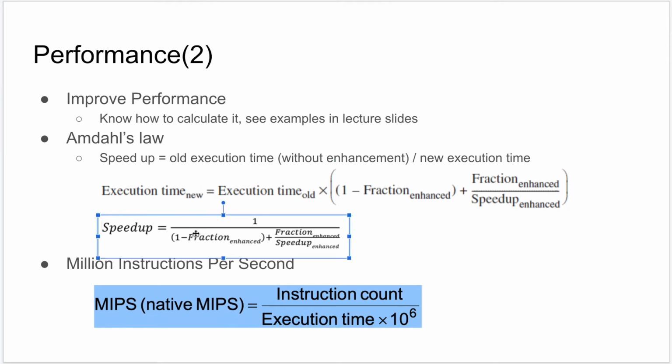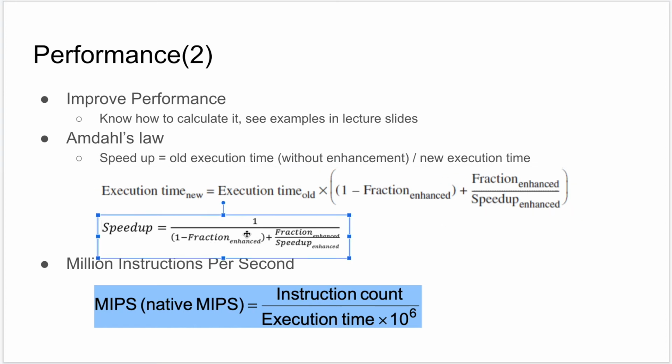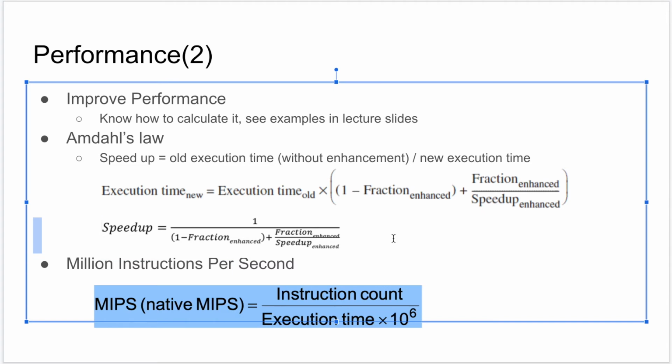This is a very basic formula, and you can always use it when you meet speedup questions. It also has some transforms. Next, execution time new is execution time old times this part, which is actually the speedup, right? And the speedup is 1 over this part. We also need to get familiar with those transforms and know how to calculate the speedup. The question may be, if we want, say, a 10% speedup, how should we improve it, which part should we improve, something like that.